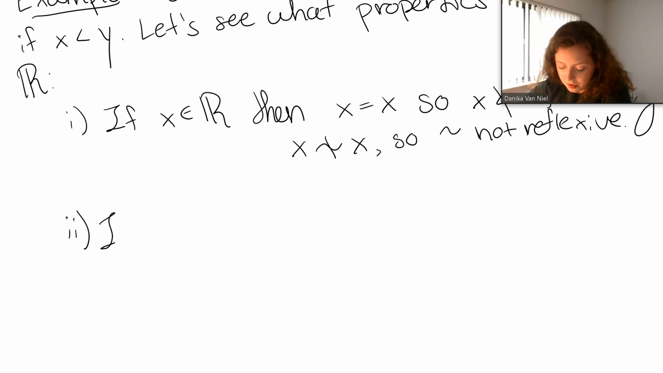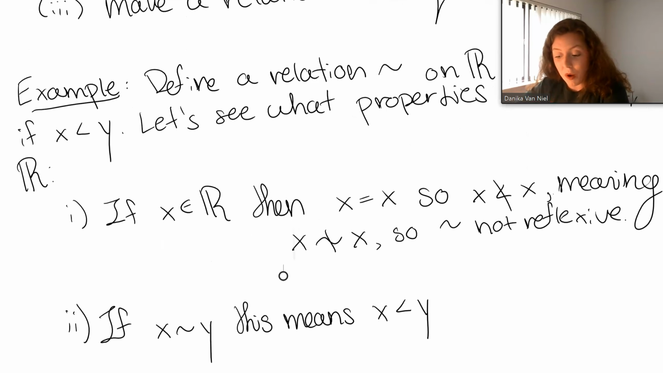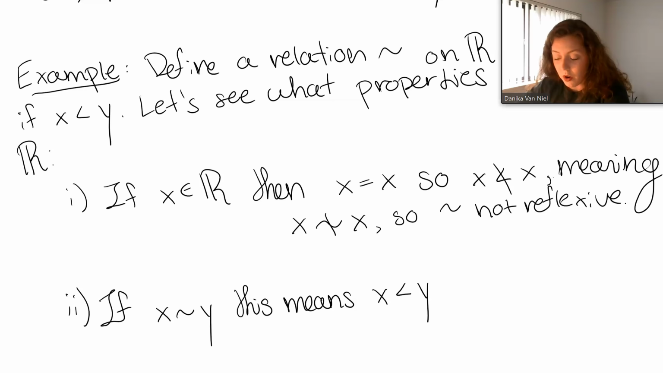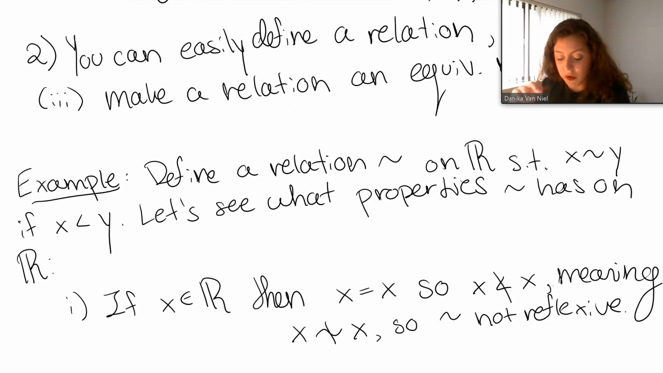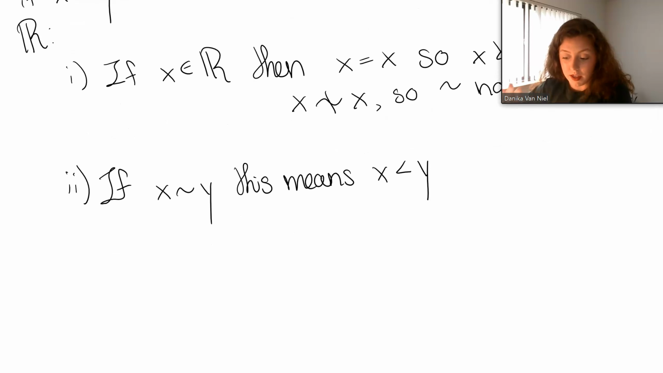Part 2. If x twiddles, let's say y, this means x is less than y. Okay, so now I'm hoping you're seeing why it's important what order they're in, right? Because we do know that with less than, it does matter who's on what side of a less than symbol.